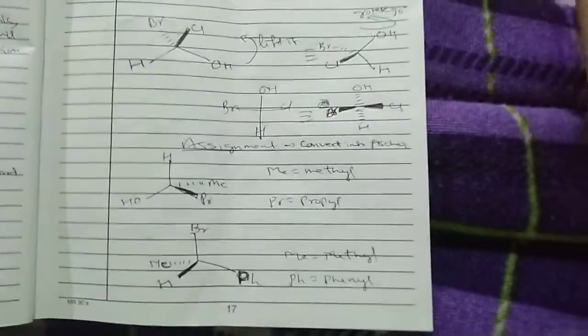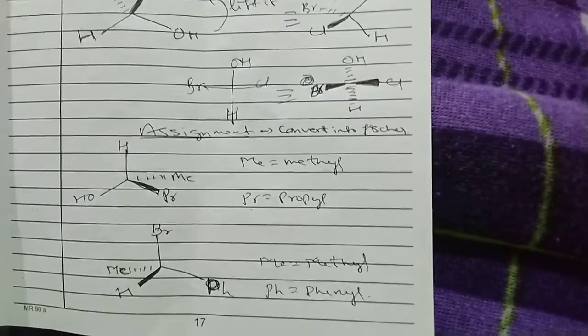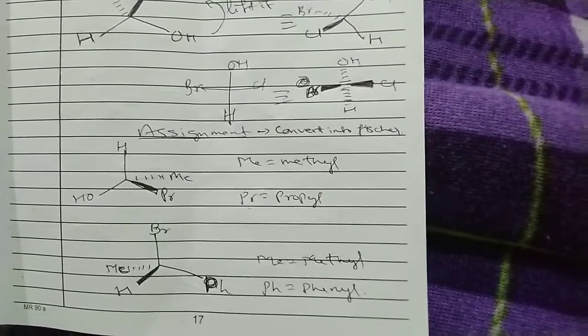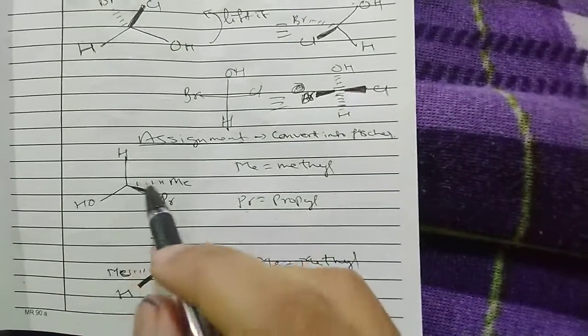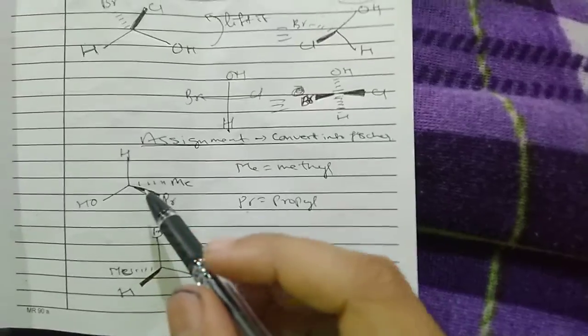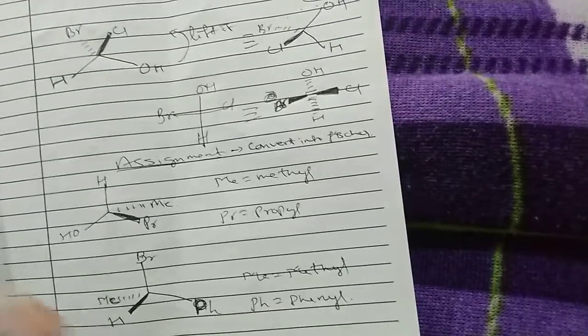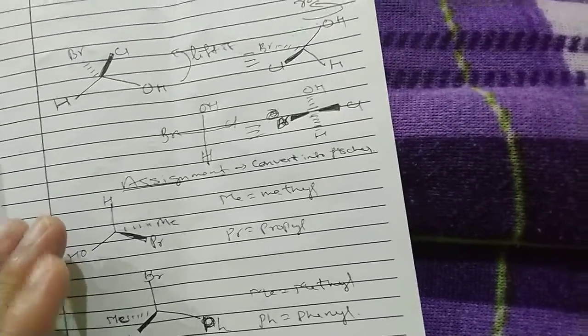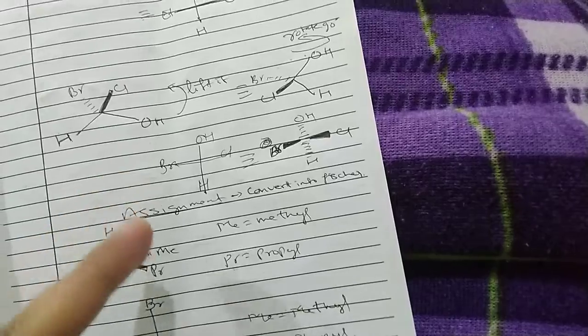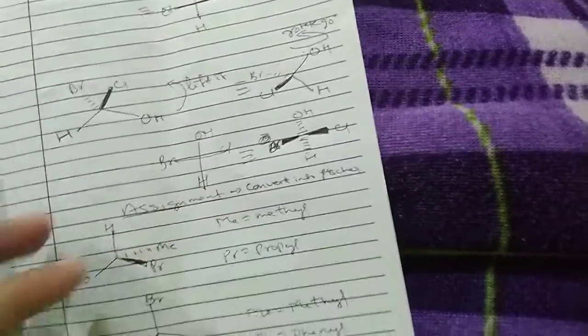Okay. Now these are the two assignments which I want to give you. Please do it, and if you don't understand, ask me immediately, call me up and I will tell you. I want you to convert these two Sawhorse projection formulas into Fischer projection formulas. It's very easy. What you have to do is put it in such a way that the vertical line is away from the viewer and the horizontal line is towards the viewer. Okay, please do it. I want it in the notes.